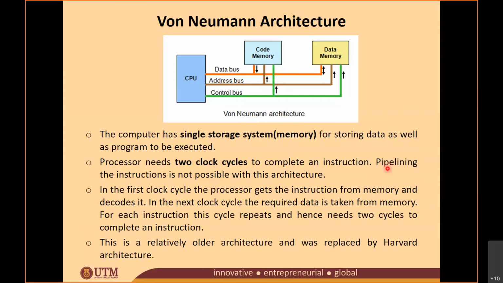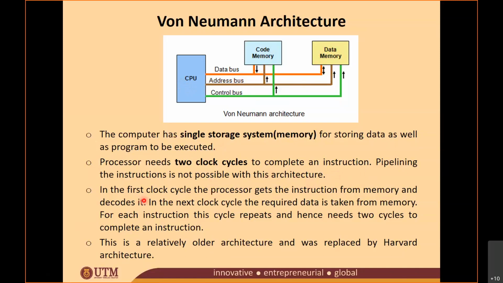Kenapa pipelining atau multitasking tak boleh? Sebabnya dia menggunakan bus yang sama. Contohlah kalau kita dah fetch data from code memory, okay, kita tak boleh execute data kepada data memory. Okay, sebab kita guna bus yang sama. Once you dah fetch kat sini, so kita kena habiskan dulu fetch, and then after that barulah kita execute and hantar data daripada CPU ke data memory. Okay, that is the meaning of pipelining.